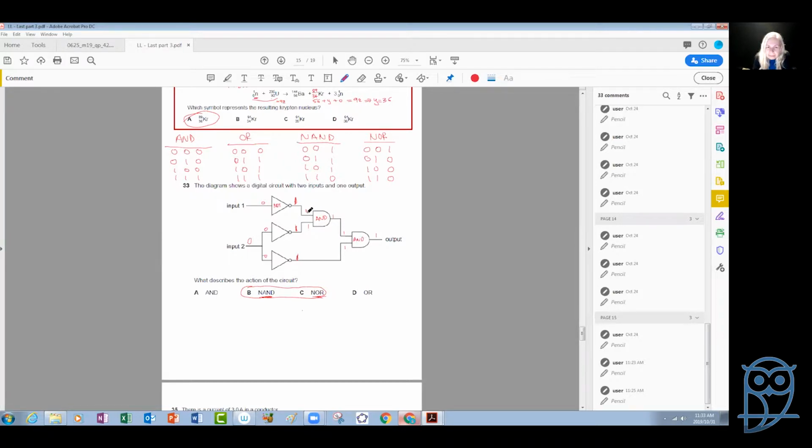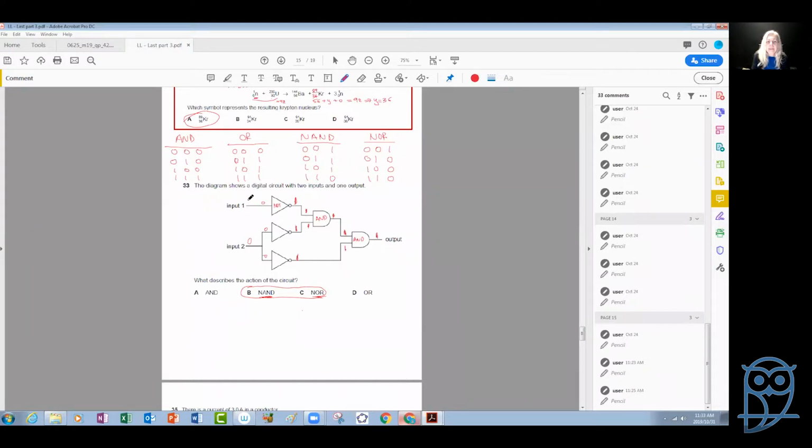If both inputs are 1, the output will also be 1. And so the signal from this top branch will arrive as 1 in the AND gate. And the signal from the bottom input will also arrive as 1, and the output will be 1. So we see if both inputs are 0, the output will be 1.